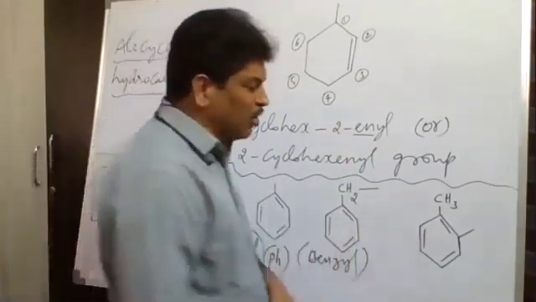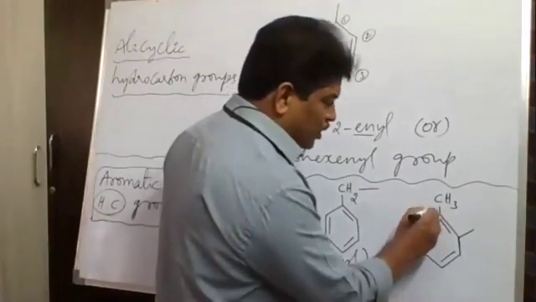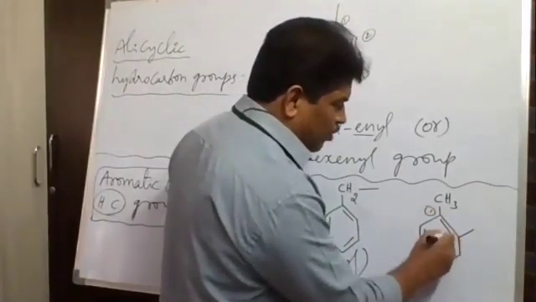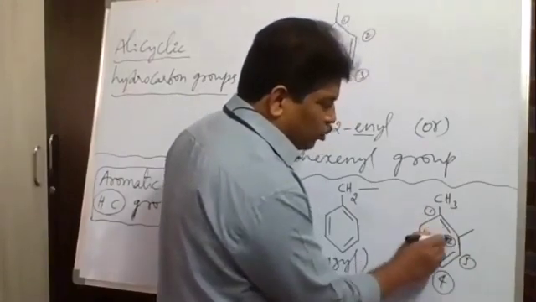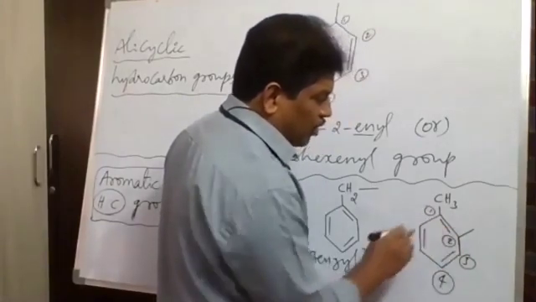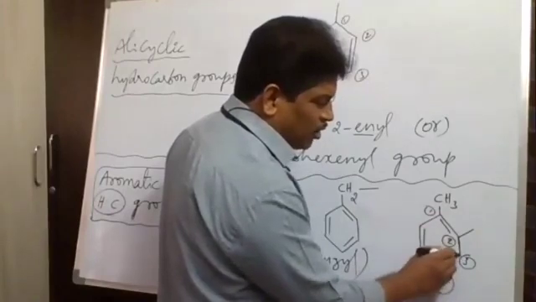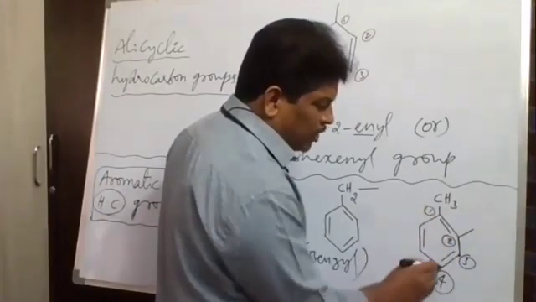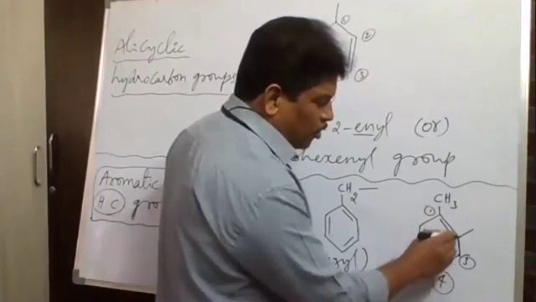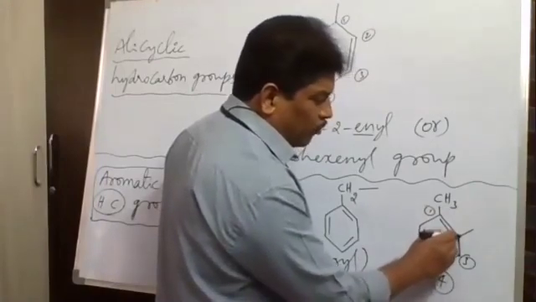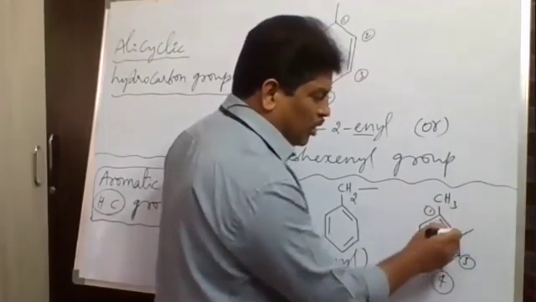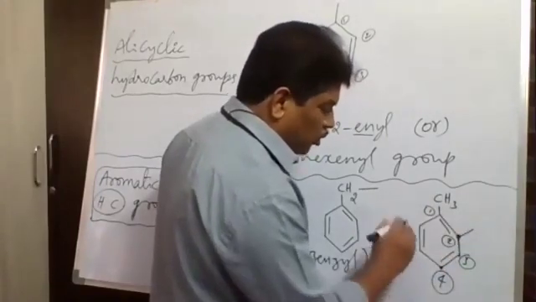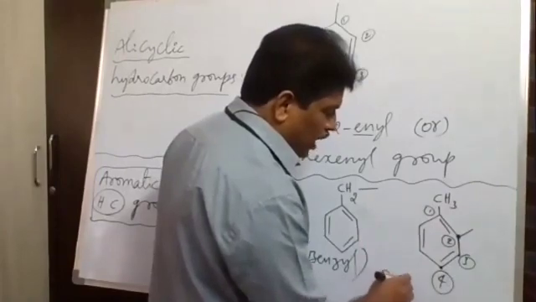Toluyl. And also remember that if you take this one as the first carbon, this second carbon, third carbon, fourth carbon, then the 1,2 position is called the ortho position. The 1,3 position is called the meta position. 1,4 is called the para position. From the ortho position of the toluene molecule, one hydrogen atom is removed. So this is called orthotoluyl.